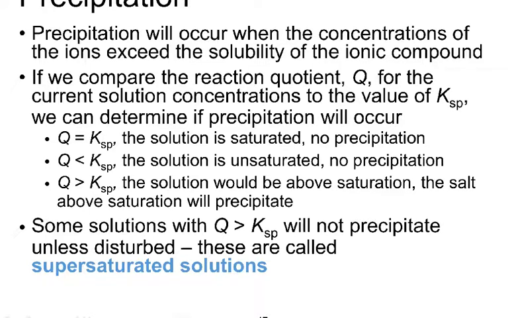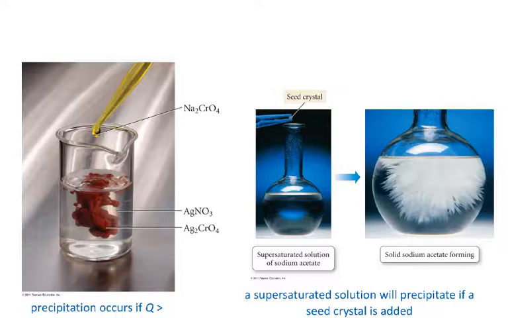Now, there are some solutions that won't precipitate unless they're disturbed, with Q greater than Ksp. That's called supersaturated. Here's a slide showing what supersaturated solutions look like. So you can have a supersaturated solution of sodium acetate here, put in a single crystal, and it all precipitates all at once.